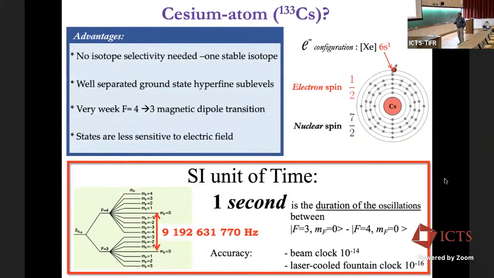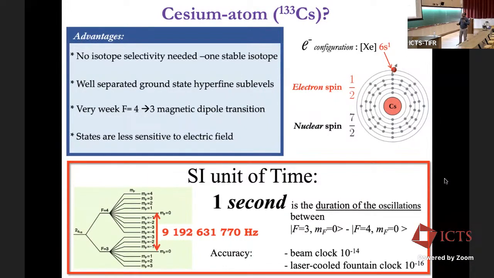Okay. Now coming back to the more time related thing. So cesium clock: our present SI definition of the second is based on cesium. And why cesium? Because cesium has a very neat energy level and it has one valence electron in the outer core. It doesn't require any isotope selectivity because it has only one naturally abundant isotope. The rest of them don't exist because they are radioactive nuclei. It has a very well separated ground state. The ground state is doubly split.